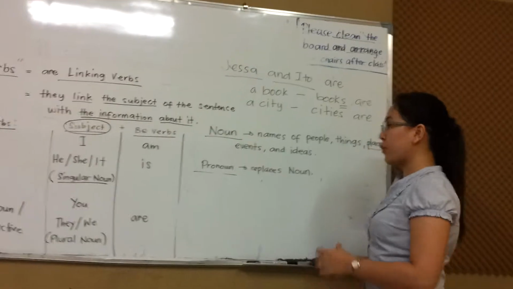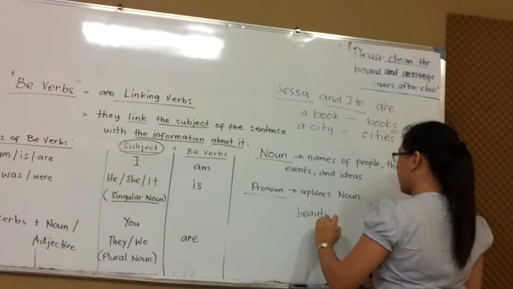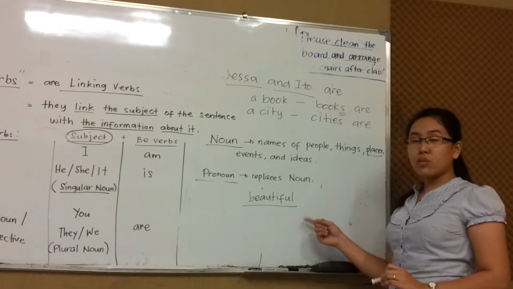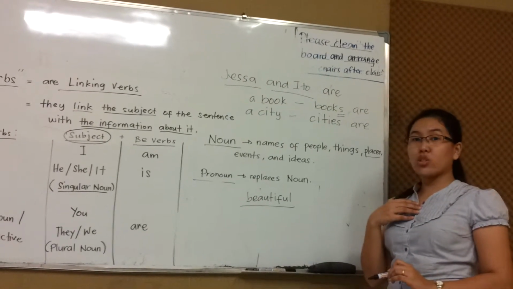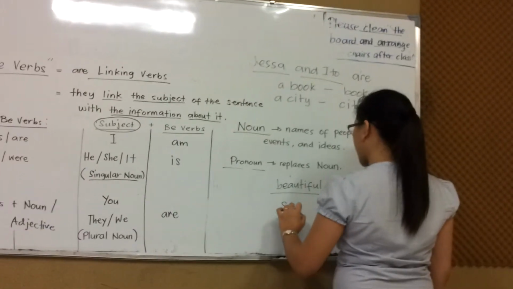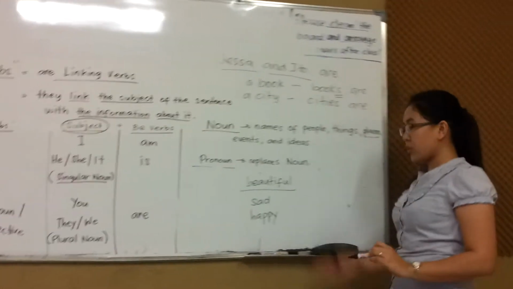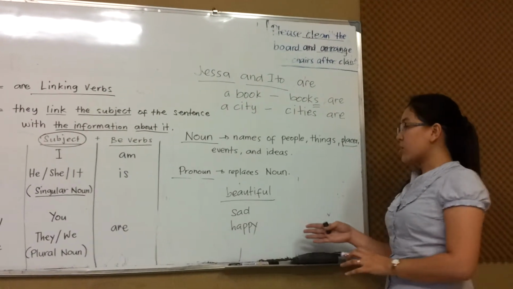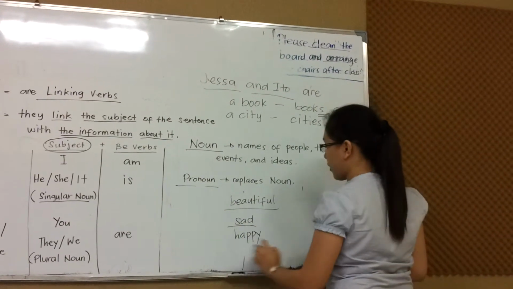So for example, if I say beautiful, beautiful is an example of adjective. So this is my opinion towards something. So it answers the question what kind. Next, if I say sad, happy. Okay, so these are other examples of adjectives. So we use them after your be verbs, okay?